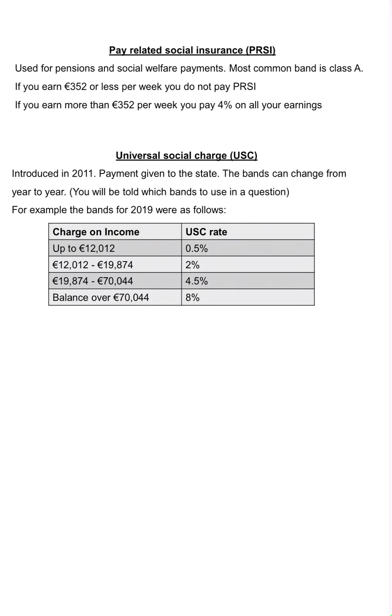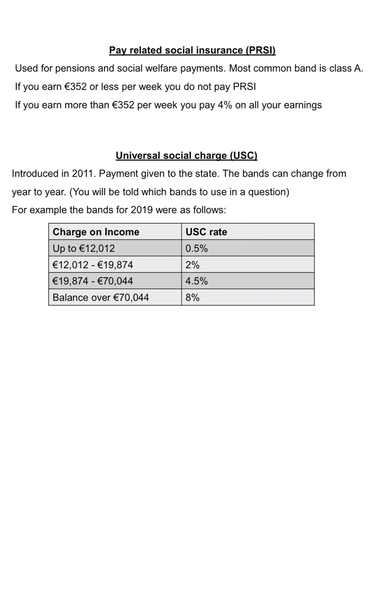In this video, we're going to be looking at two other taxes which are used in Ireland. And these are universal social charge and pay-related social insurance. So pay-related social insurance, or PRSI, this is used for pensions and social welfare payments. So the most common band is Class A, and if you earn €352 or less, you do not have to pay PRSI. But if you earn more than €352 per week, you pay 4% on all of your earnings.